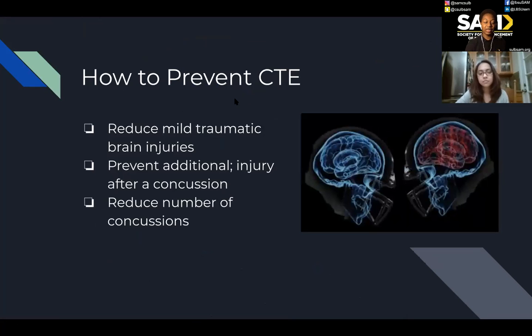How to prevent CTE? Currently, there's only one well-known way to prevent CTE. It's just to completely avoid activities where repeated head trauma is occurring. So basically, don't play contact sports and try not to get in accidents. But to dive more into detail, you can try to reduce the number of concussions, prevent additional injury after a concussion, and overall, like I said, reduce mild traumatic brain injuries.